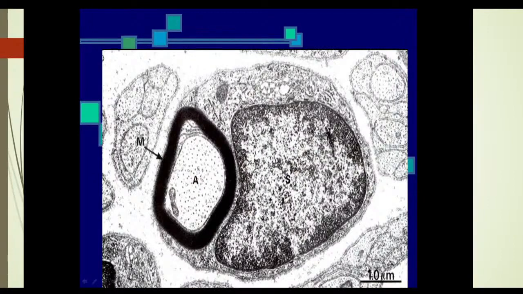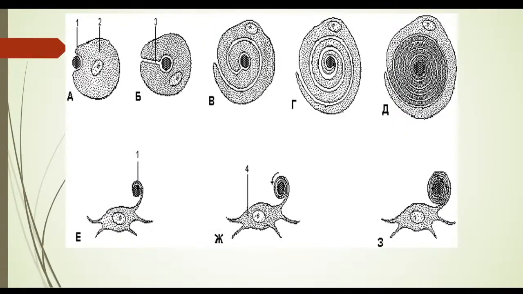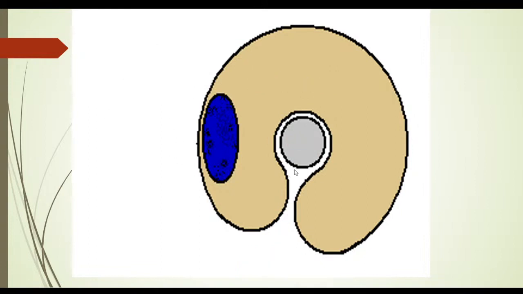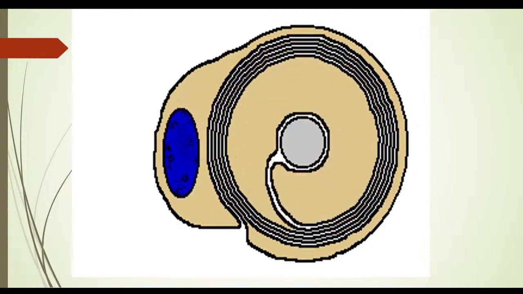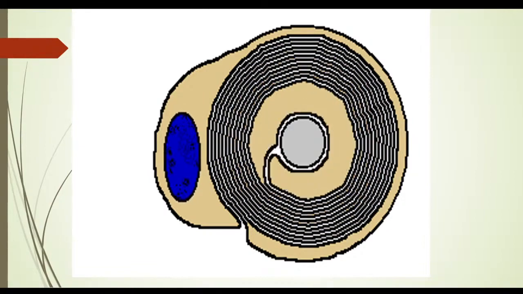Look, here we have one Schwann cell nucleus and one axon. This is a myelinated nerve fiber, with a more dark, electron-dense area. Myelination: the myelin sheath is composed of multiple layers of Schwann cell membrane. This is more effectively visible in the special animation present in this scheme. We have seen how the Schwann cell spirals around the axon, the central cylinder. As an effect of it, we are talking about the myelinated nerve fiber. In the central nervous system, it is very well developed.